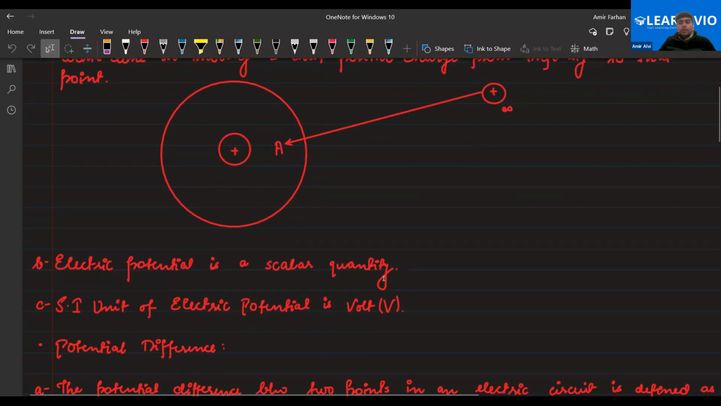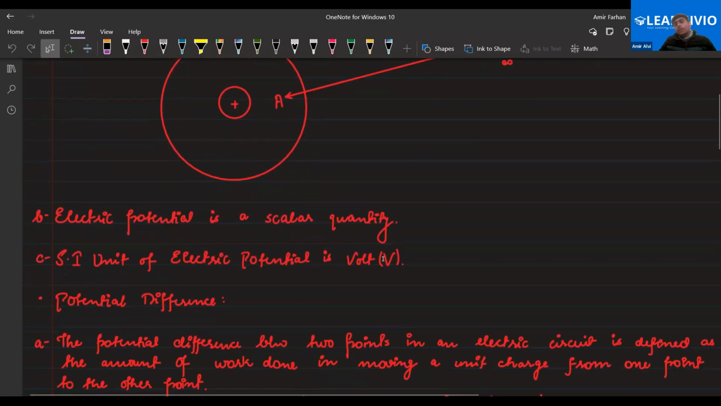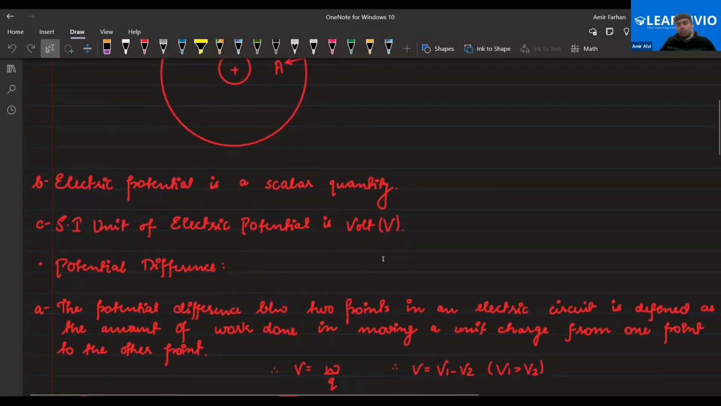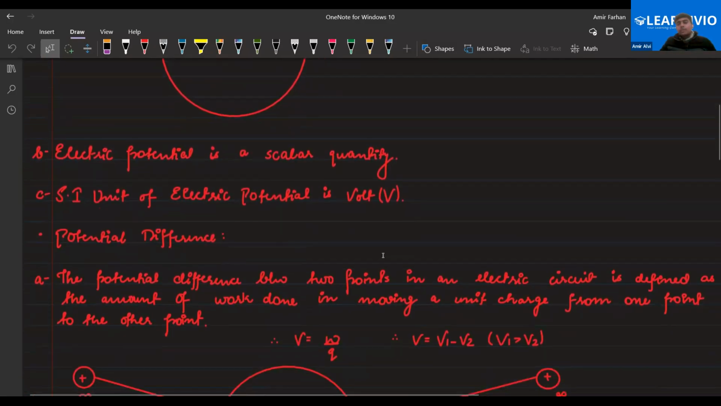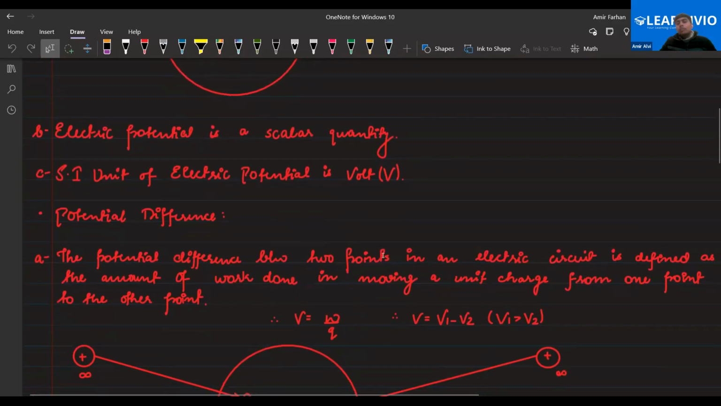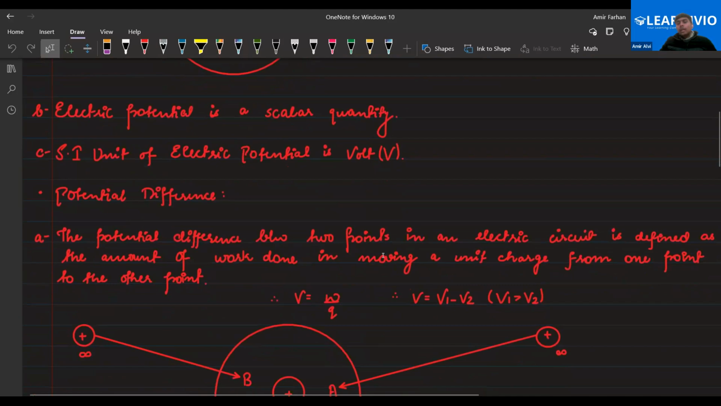Any doubt so far? No, sir, no doubts. Now let's talk about the potential difference. What does it mean basically? Potential difference between two points in an electric circuit is defined as the amount of work done to carry a unit positive charge from one point to another point.